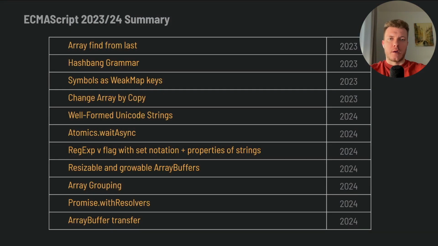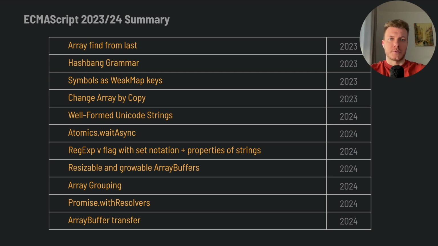So we've looked at updates for ECMAScript 2023 and 2024. 23 brought us easier ways to search arrays and new syntax features. It also made working with arrays and data keys better. 2024 is all about making JavaScript more powerful. We are getting better ways to handle strings and perform tasks without waiting.